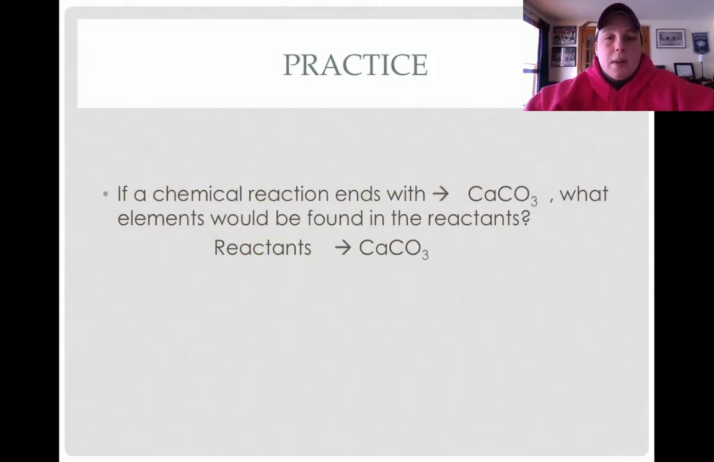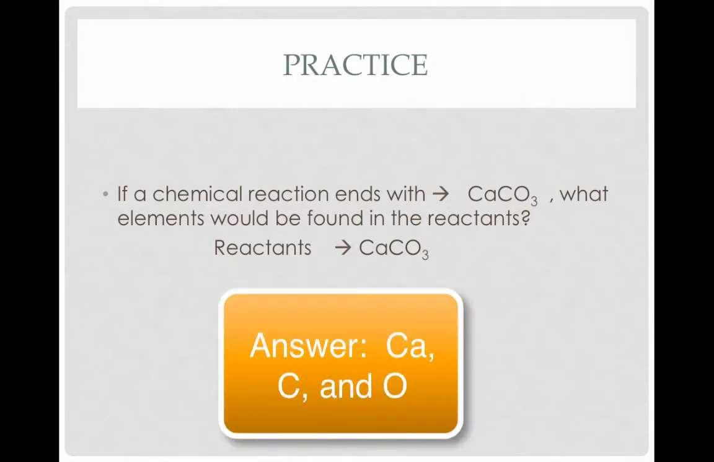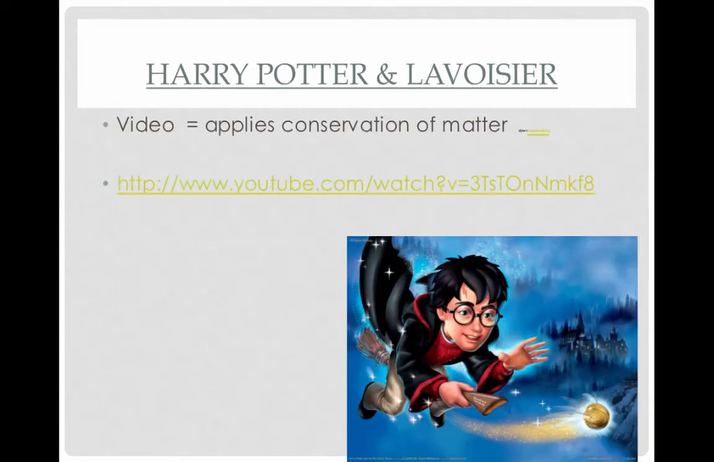So let's put it into practice. If a chemical reaction ends with the product CaCO3, which is calcium carbonate, I believe, what elements would you find in the reactants? Put me on pause, think about it. You would have calcium, carbon, and oxygen, the same 3 that are listed there.